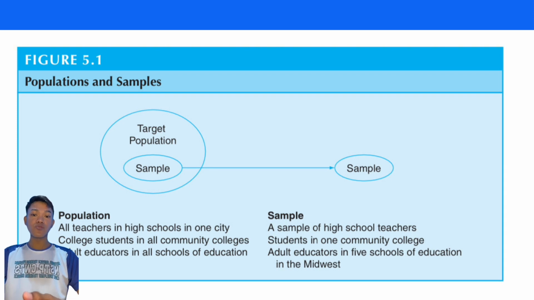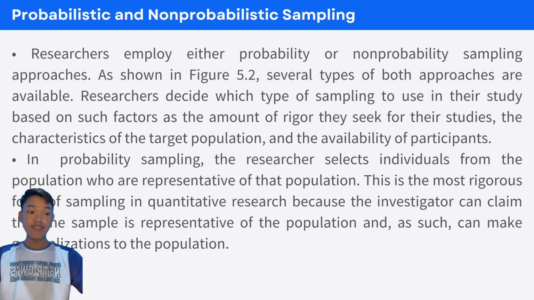So for us to narrow down their numbers, we need to get the sample from each unit for us to get a representative of each school for the respondents of our research. So now, probabilistic and non-probabilistic sampling. These are the methods researchers use to get the number of their participants.